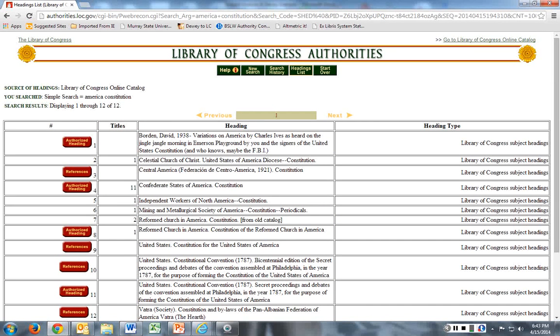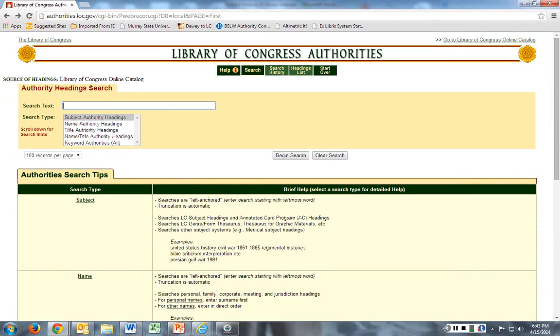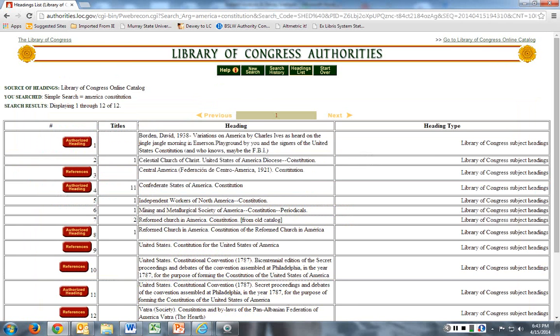Just looking, well, actually, I've got some headings here. Now, if you notice, I'm going to go back. I have different options for searching in the authorities database. I have subject, name, title, and I did a keyword authority search. So that means it could have brought up any of these: subject, name, title, or name, title. So this is what I got.